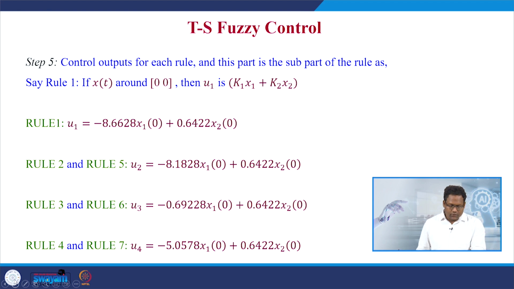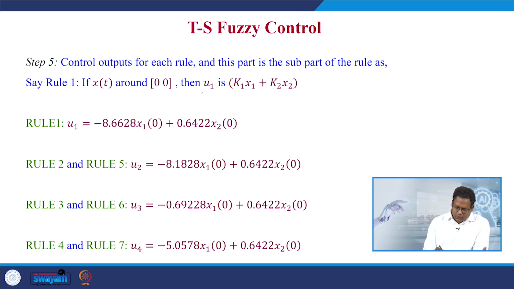Now, step 5 is control outputs for each rule, and this part is the subpart of the rule. Say rule 1: if x1 of t is around 0 and 0, then u1 is given by minus kx. Deliberately I put kx first, and in the end I can apply the minus commonly, expressing minus k of kx as the control value.